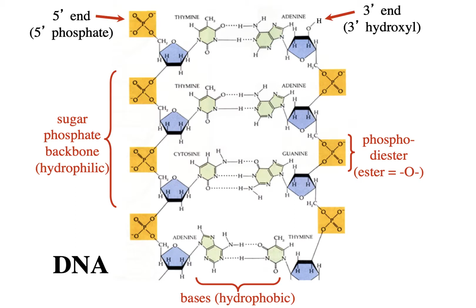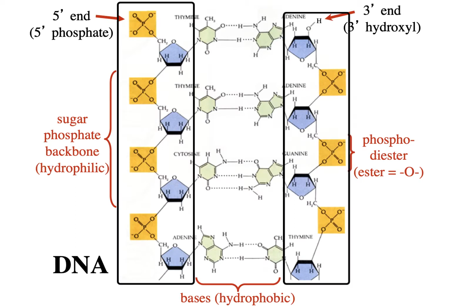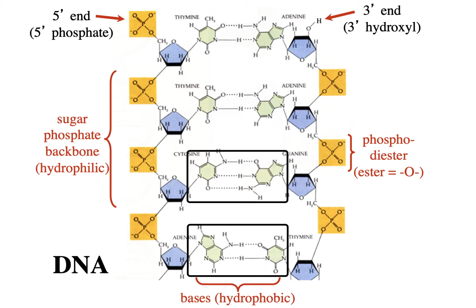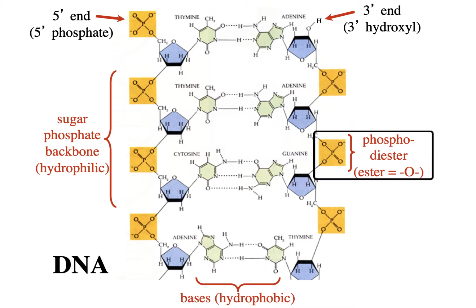And one more time, we have this sugar phosphate backbone, 5' end, 3' end down here, hydrophobic region with the bases in the middle with the hydrogen bonding, a GC and an AT pair, and then another phosphodiester bond going from the 5' end to the 3' hydroxyl end on that side, on the other opposite molecule.